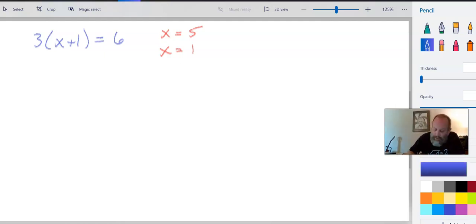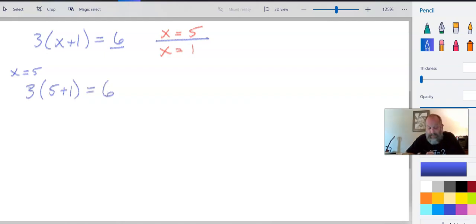Okay, so to check which one's a solution, we just plug it in. We evaluate both sides of the equation to see if we get the same number on both sides. That side is already a 6, so I don't need to evaluate that. I just need to evaluate the left-hand side. So we're going to try x equals 5. This would be 3 times 5 plus 1 equals 6. Probably you already see that this isn't true, but if we simplify, 5 plus 1 is 6. 3 times 6 is not 6, it's 18.